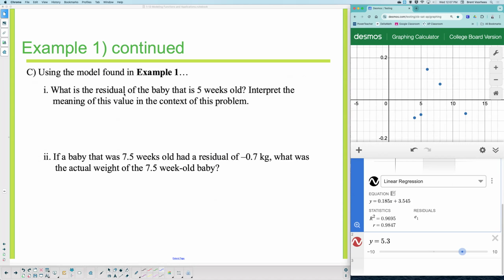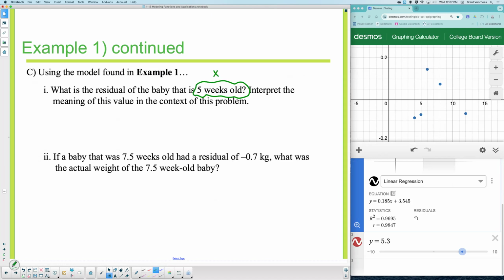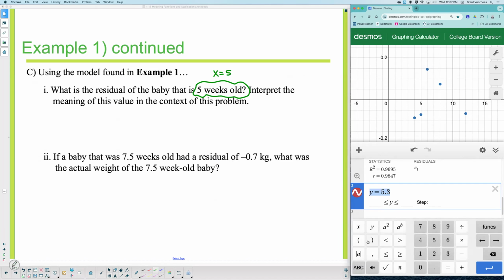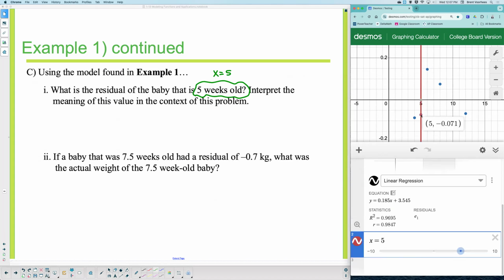To help us out here, it says, what's the residual of a baby that's 5 weeks old? Now remember, weeks old was which variable? X. This is when X is 5. So if you need help again, you can type in X equals 5. So I'll change this from Y to X equals 5. It's this residual right there. That's the residual we're looking at. If you need help finding it, that's it.